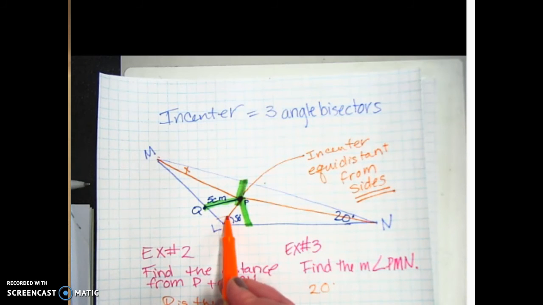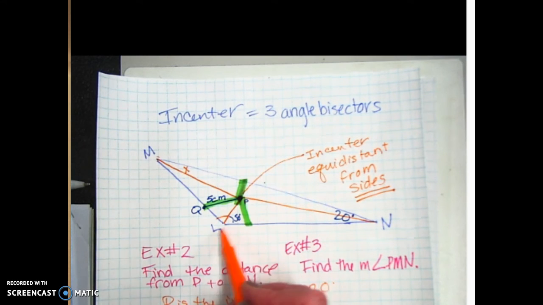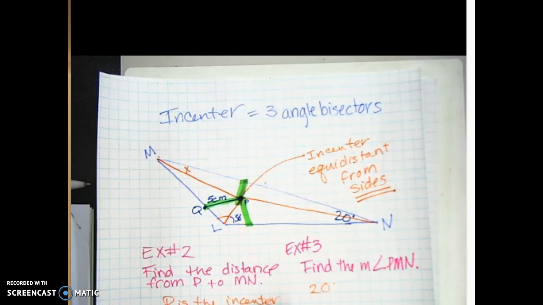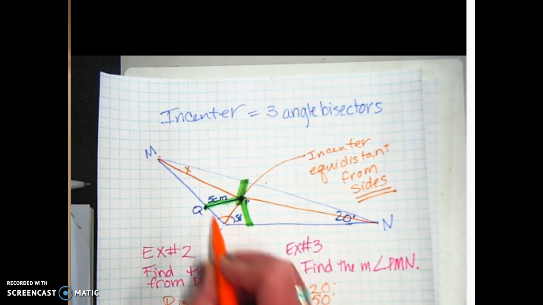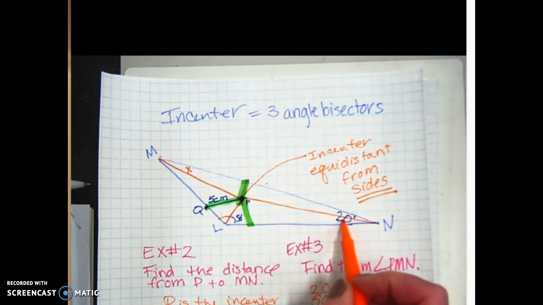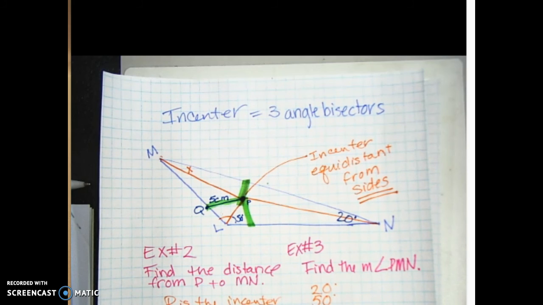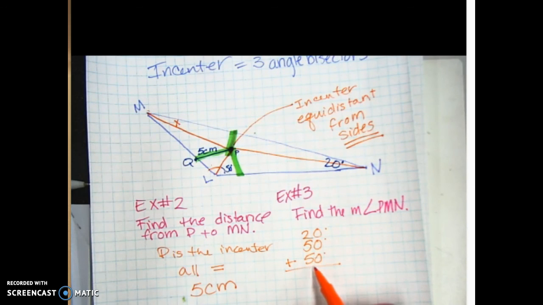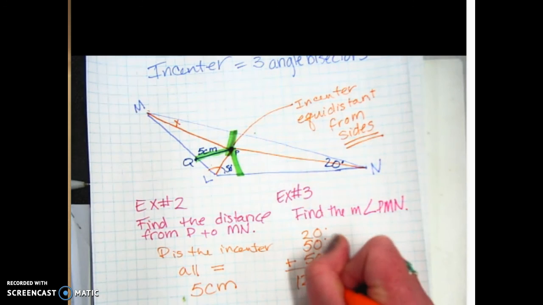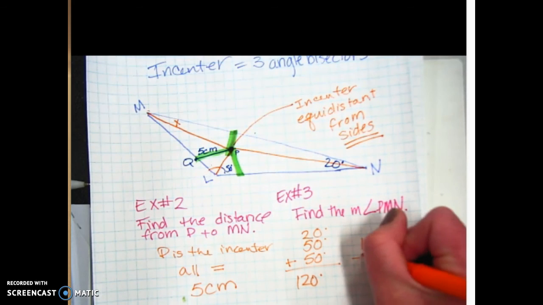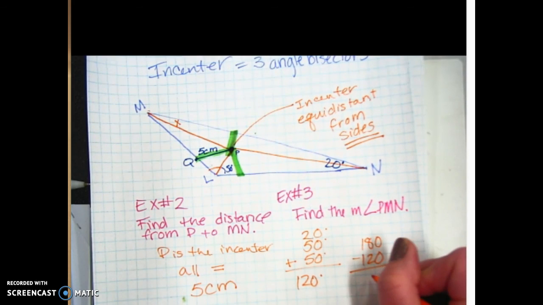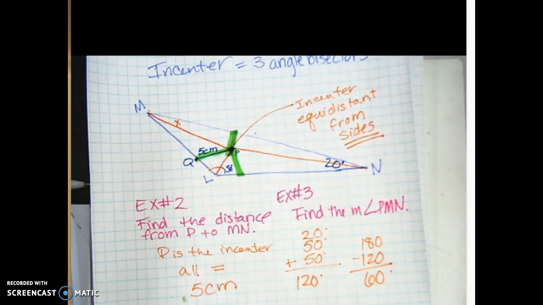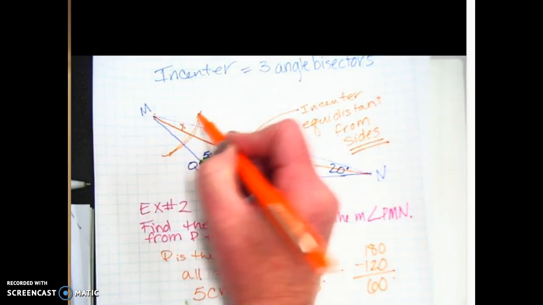So what do we know about this angle? This was the angle bisector, right? So if this is 50, how much is that? 50, 50. So this one and this one together is how many degrees? What's 20 plus 50 plus 50? 120, okay? So if we start with 180, we subtract the 120 that we know, that leaves us with 60, right? So this whole angle over here should be 60.